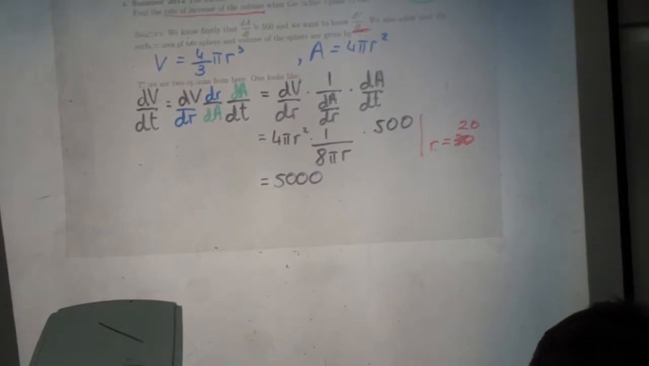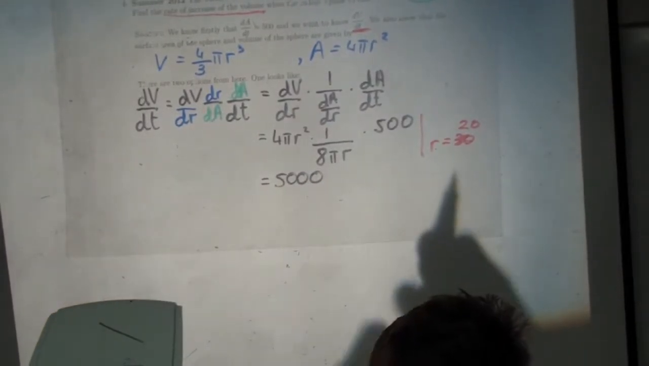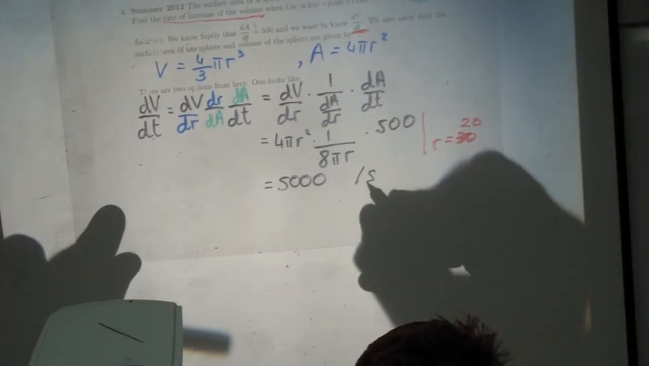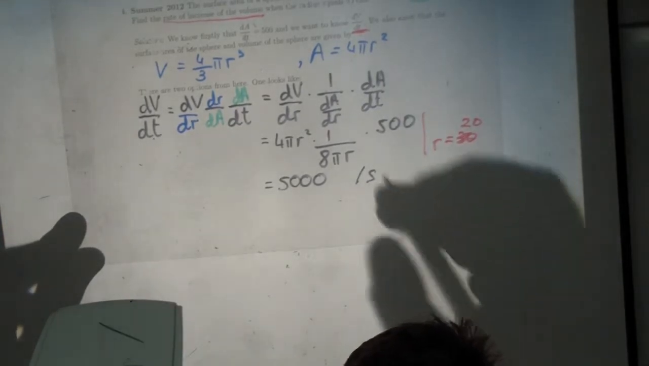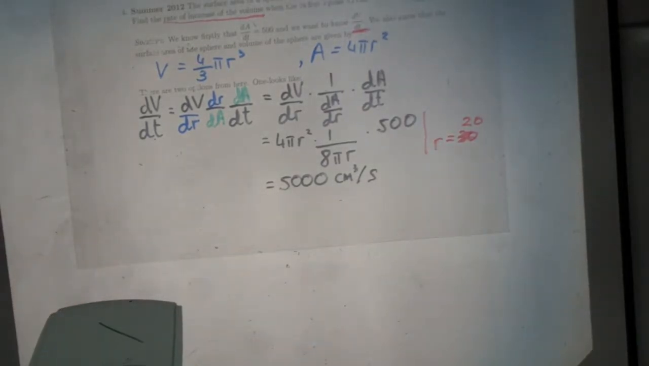Units. Per second is good. It's a rate of change. Centimeters cubed, is it? Centimeters cubed. This is volume per unit time. Centimeters cubed per second.